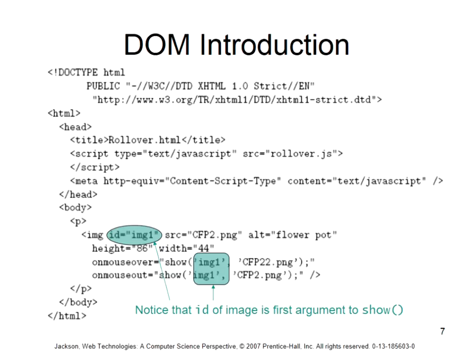So let's begin with the first argument of show. The first argument of show, in the first call and in the second call, is the same: img1. And img1 represents the ID of the tag img. So notice that the ID of the image is the first argument of show.